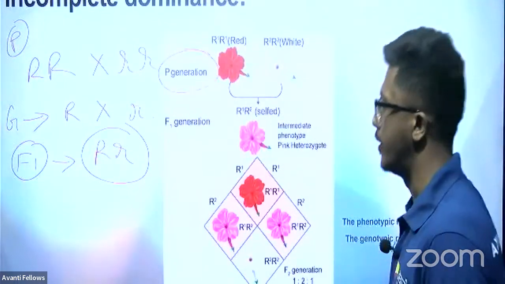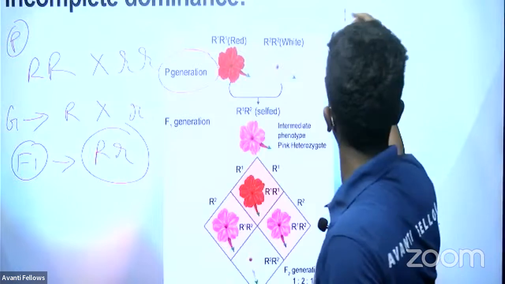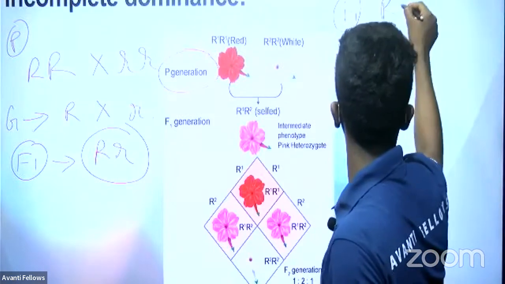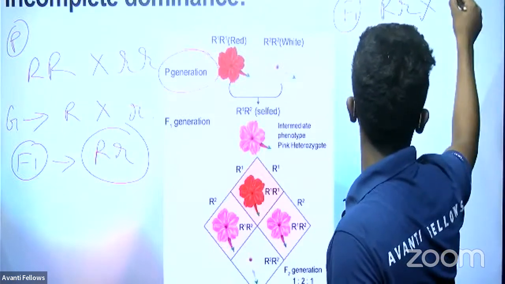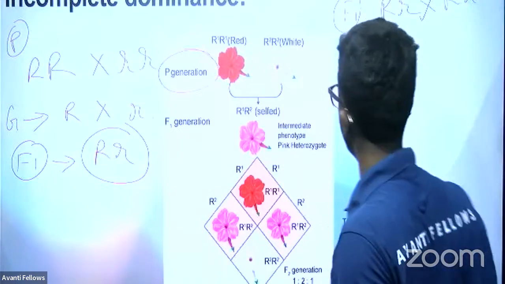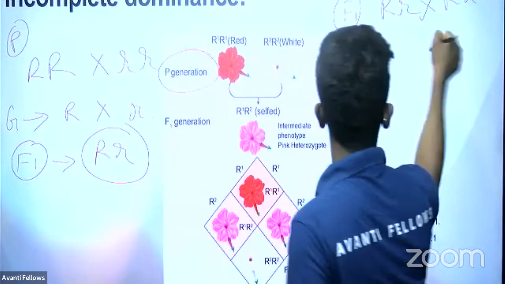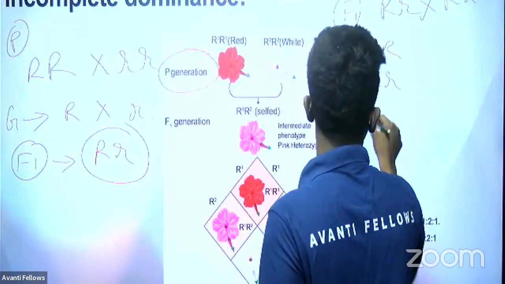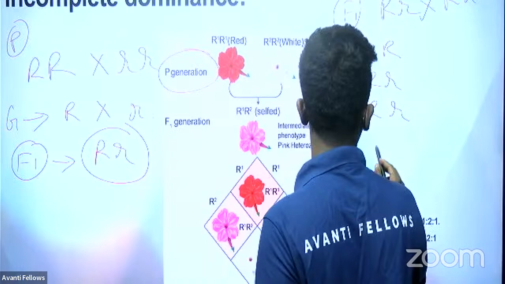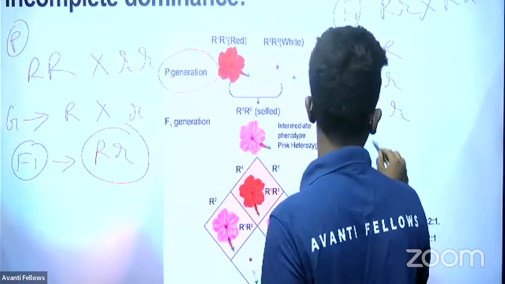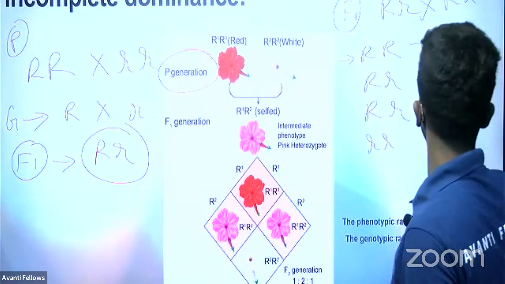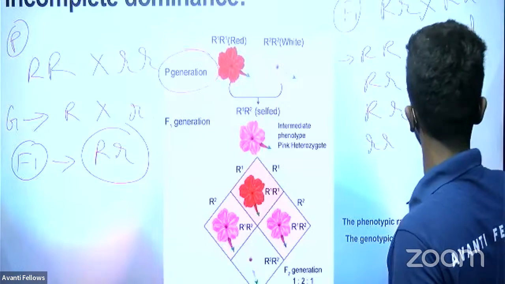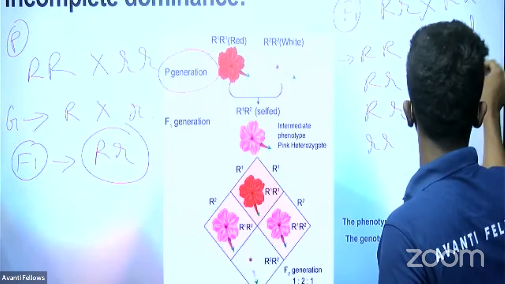Now, let's go to the F2 generation. If I self-pollinate, capital R, small r with capital R, small r, what would be the result? I will write it here, guys. Capital R capital R, capital R small r, capital R small r, and then small r small r. Now, this is red. This is pink. This is pink.